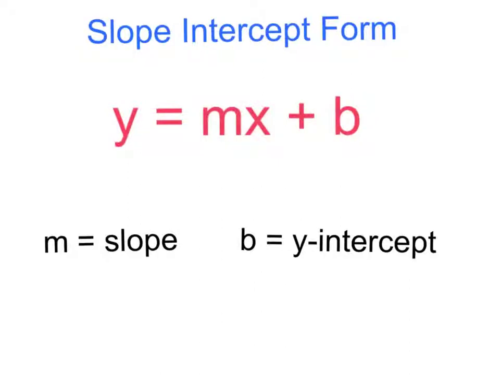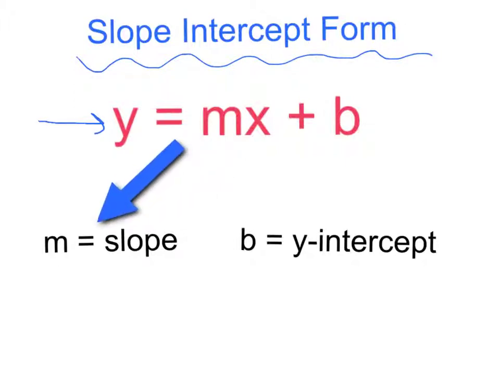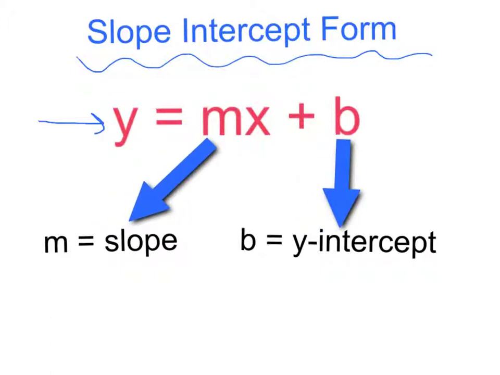Today's lesson is on the linear function that is in slope-intercept form, and that is y equals mx plus b. It's called slope-intercept form because in the equation it tells you the slope and it tells you the y-intercept. So m in your equation is always your slope and b is always your y-intercept.